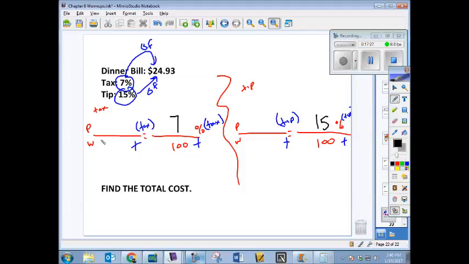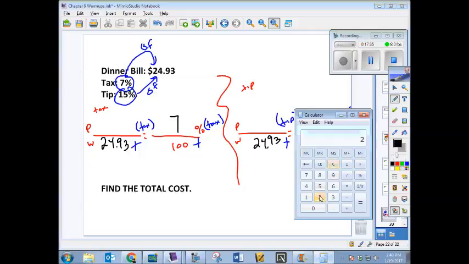Okay, my food bill is going to be $24.93. I'll get out my calculator and calculate this. So we have 24.93 times 7 divided by 100. There we go. So we get, for this one over here, it's 1.745.